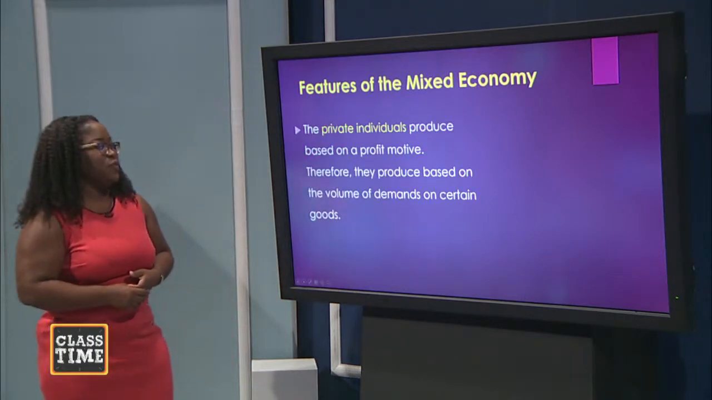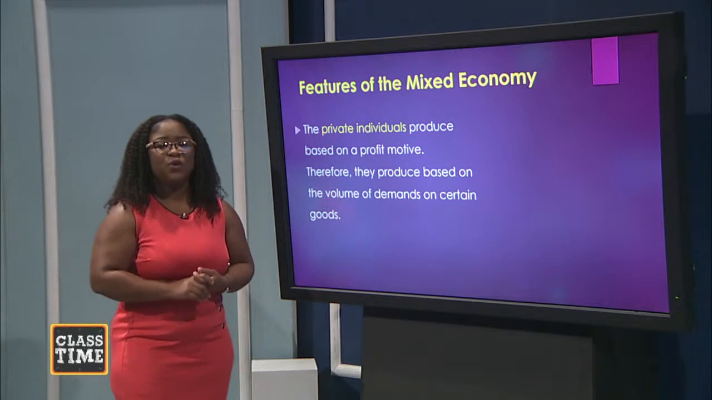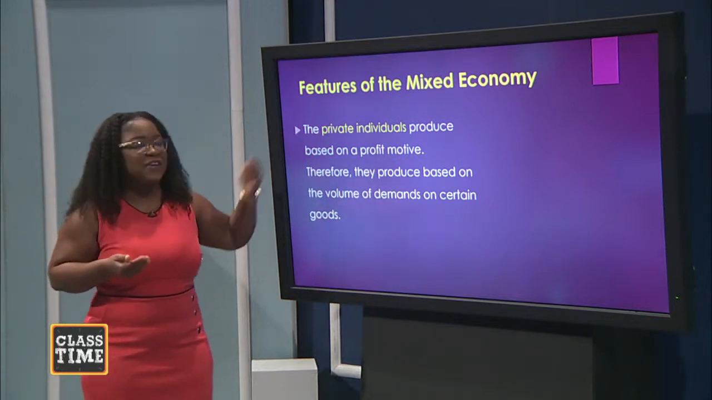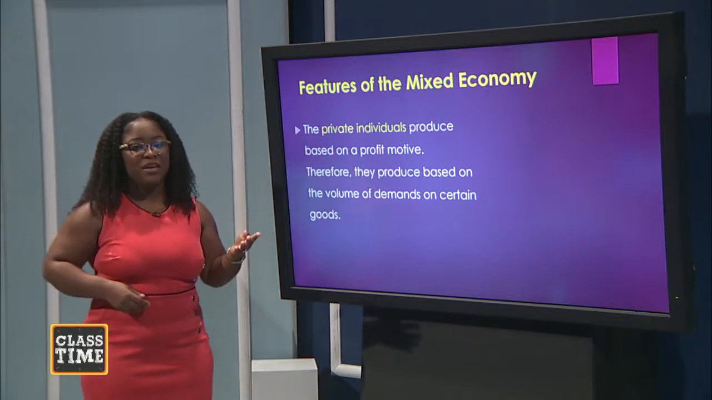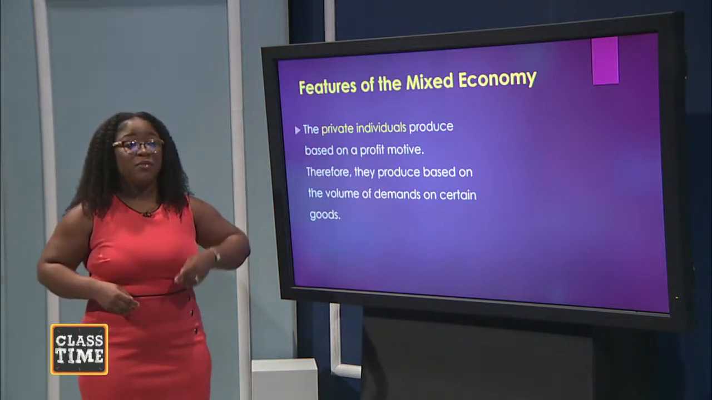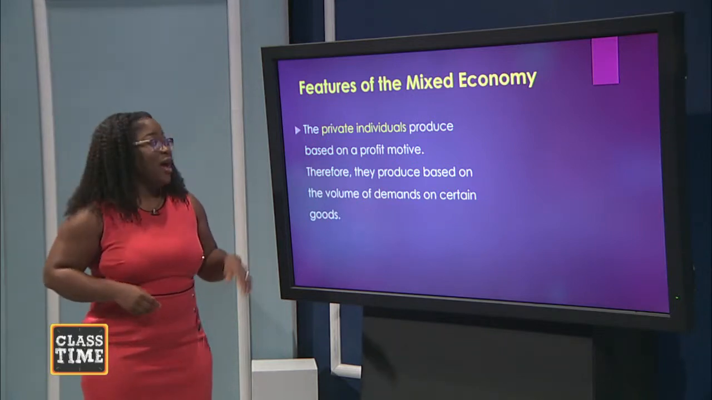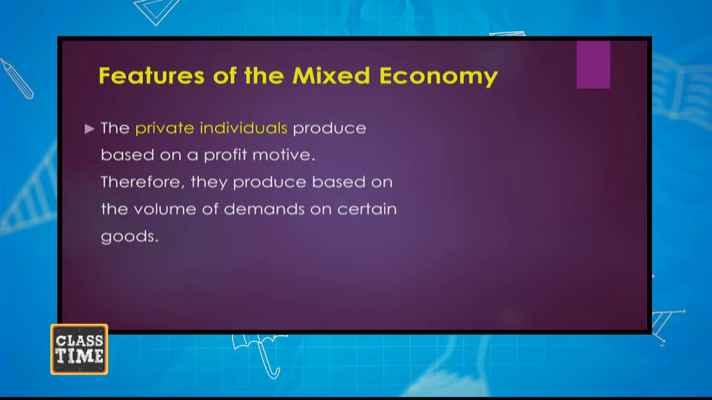The private individuals produce based on a profit motive. So we have two sides at play in the mixed economy. On one side, the government is engaged in setting laws. The government is also engaged in the provision of some goods and services. And on the flip side, firms are also engaged in the production of goods and services.